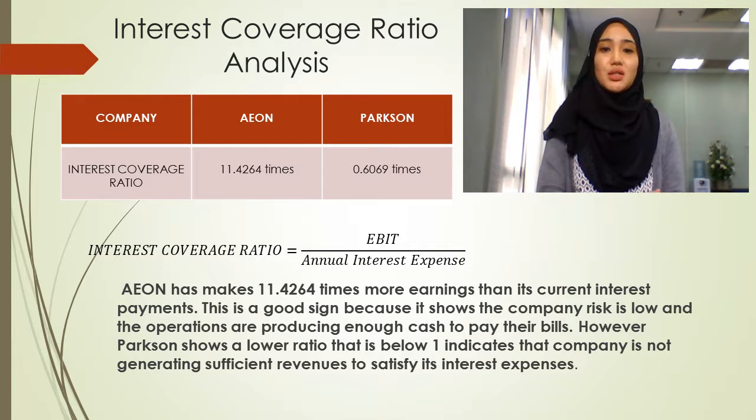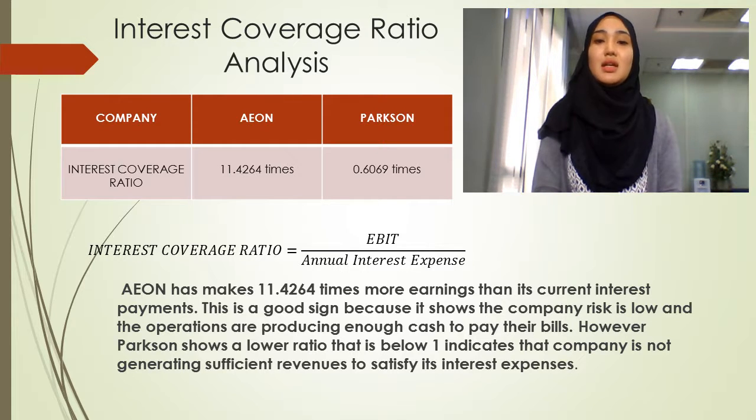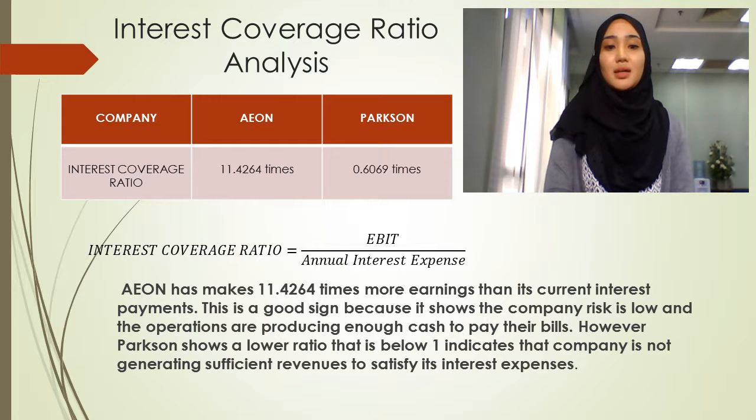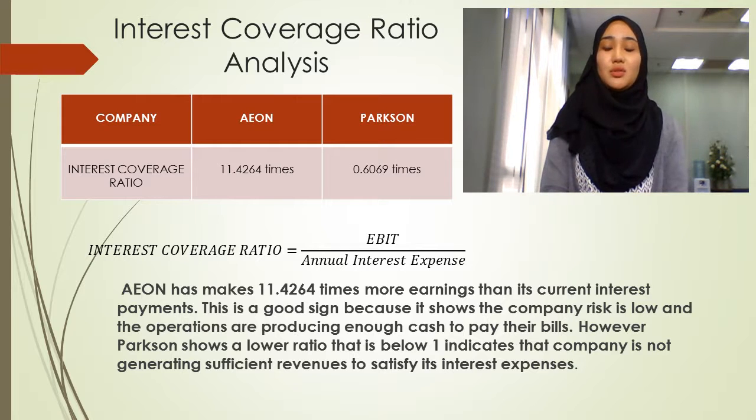However, Patson shows a lower ratio. A ratio below 1 indicates a company is not generating sufficient revenues to satisfy its interest expense. If a company's ratio is below 1, it will likely need to spend some of its cash revenues in order to meet the difference or borrow more. Otherwise, even if earnings are low for a single month, the company risks falling into bankruptcy.